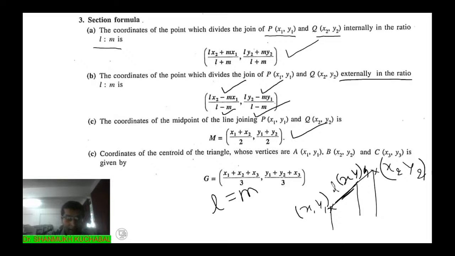Similarly, one more point: the coordinates of the centroid of the triangle whose vertices are A(x1, y1), B(x2, y2) and C(x3, y3) is given by the formula. There are three terms, x1, x2, x3, added and divided by 3, and y1, y2, y3, three terms divided by 3. This is called the coordinates of the centroid of a triangle.